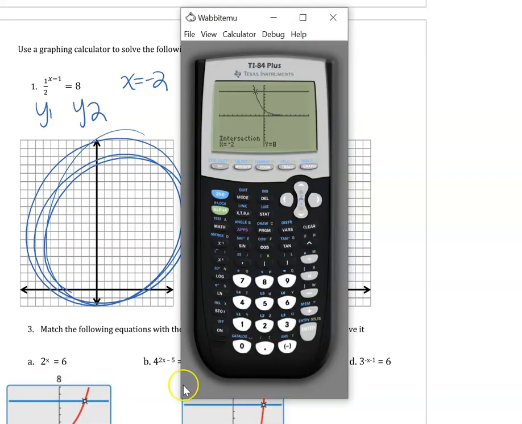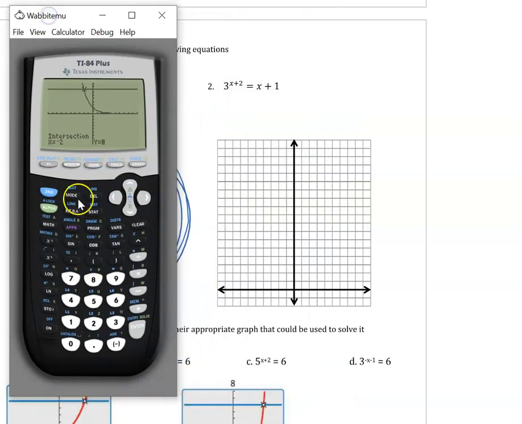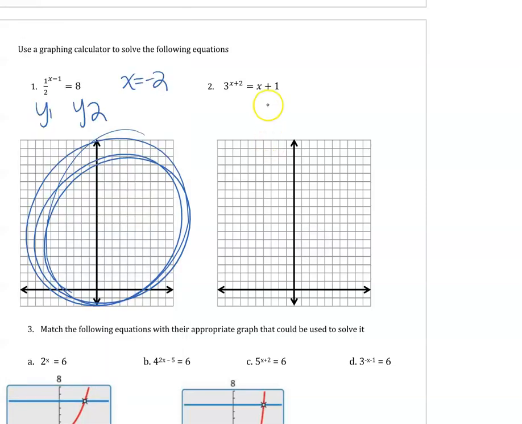Okay, now let's look at number 2. There's my exponential growth function, and here's the line y equals x plus 2. If they don't intersect, there's no solution. So make sure you don't say 0, because 0 implies x equals 0. This is just no solution if they don't intersect.